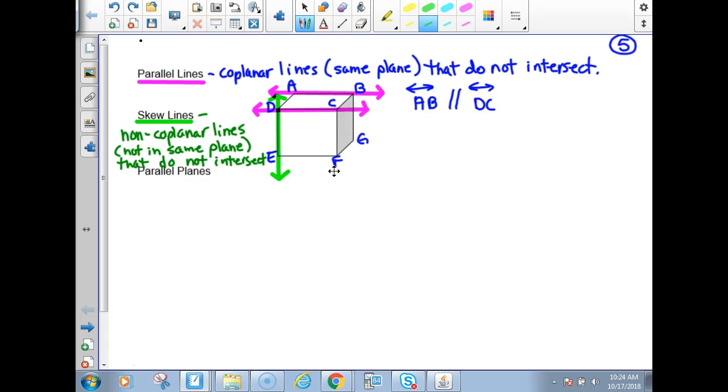Okay, so it can't be BD, it can't be CF. It would need to be something going in a totally different direction on a different plane. So FD would be skew with DE. I'm not saying there's no other lines that would be skew with it, but I didn't label anything on the back, and so this is our best choice. It can't be EF because it would run into it. All right, so I'm going to grab my pen again, and I'm going to make a statement that line DE is skew with or to line FD.